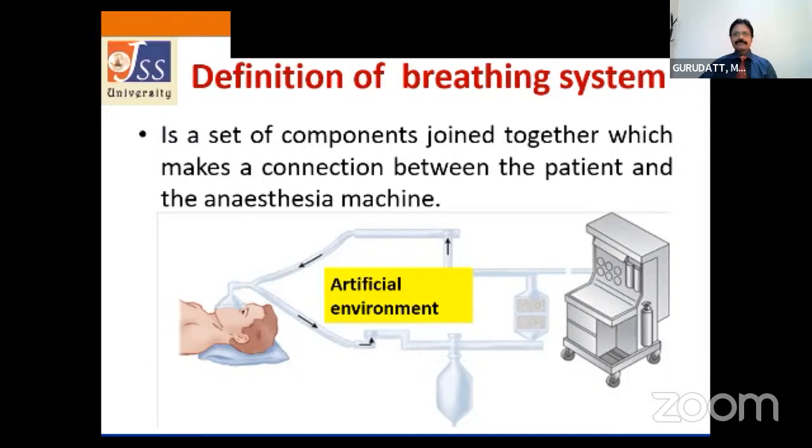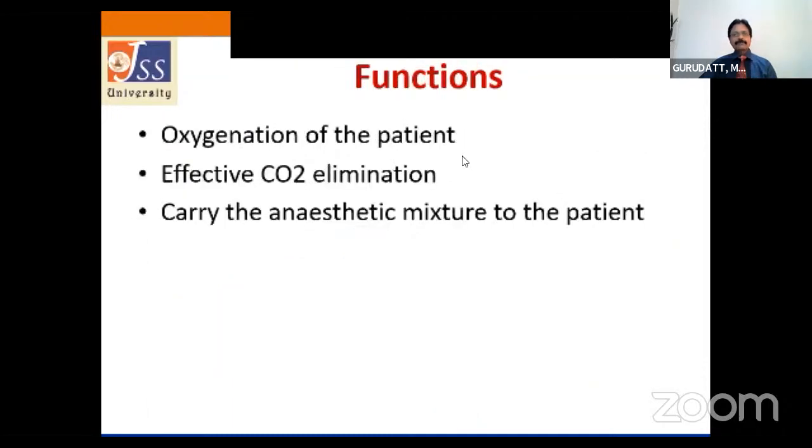Now coming to the functions of the breathing system. The main functions of the breathing system are the oxygenation of the patient and effective carbon dioxide elimination. These two are the most important functions. That is the reason why we also have so many safety features in the anaesthesia workstation. And the third is to carry the anesthetic mixture to the patient.